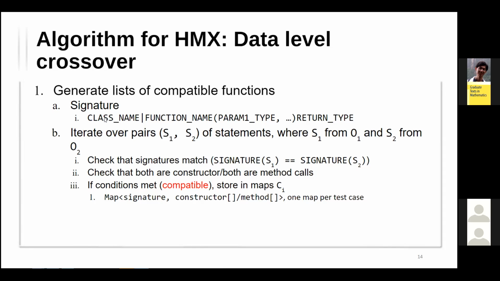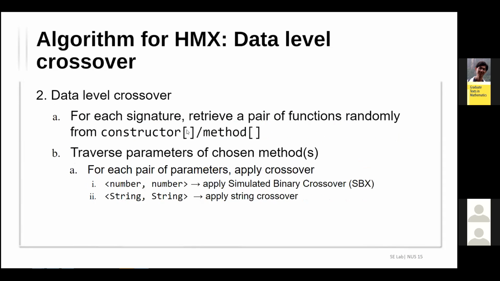So there are two conditions that have to be met for a pair of functions to be compatible. First, their signatures have to match. And the second is that they both have to be either constructor calls or regular method calls, so both the same type of call. If these two conditions are met, they are determined to be compatible, and then we store them in the maps. And what's the point of making two signatures compatible? Because we can only apply the data level crossover on parameters from compatible functions.